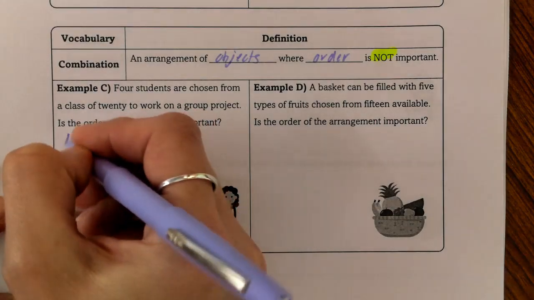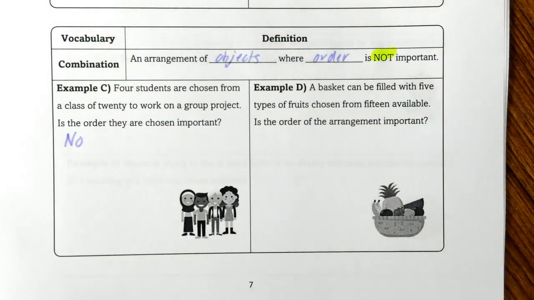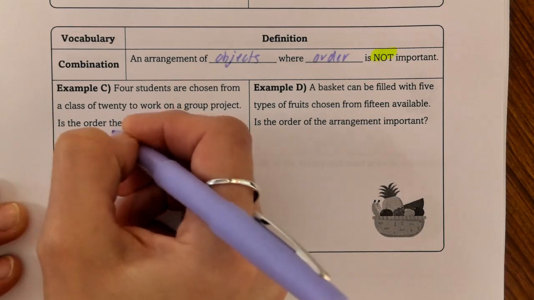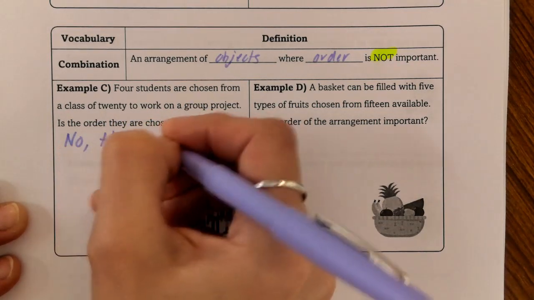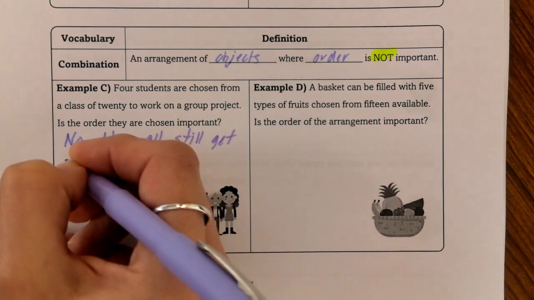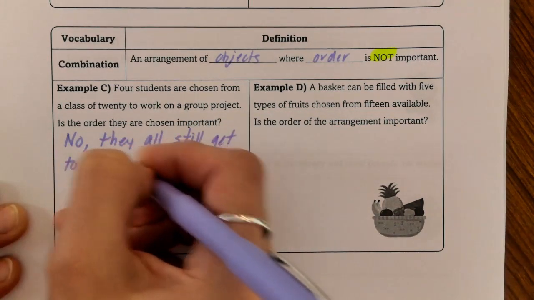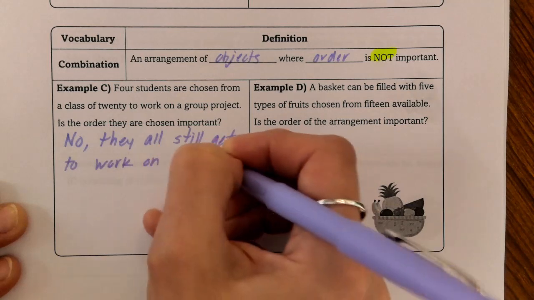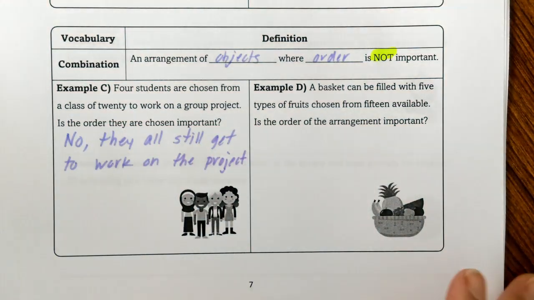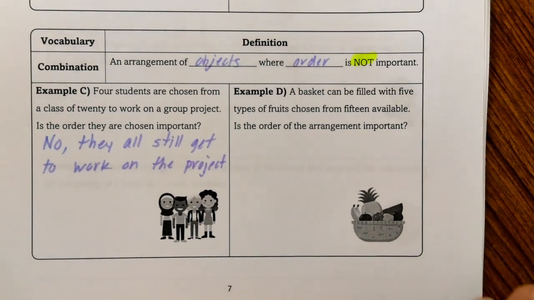And the reason why is because it doesn't matter who's chosen first, second, third, fourth, and fifth. All 5 students are still going to work on the project together. So here we can say no. They all still get to work on the project. A lot to write. We've got to explain it so we understand. Okay, pause it and get that finished writing down if you need to.